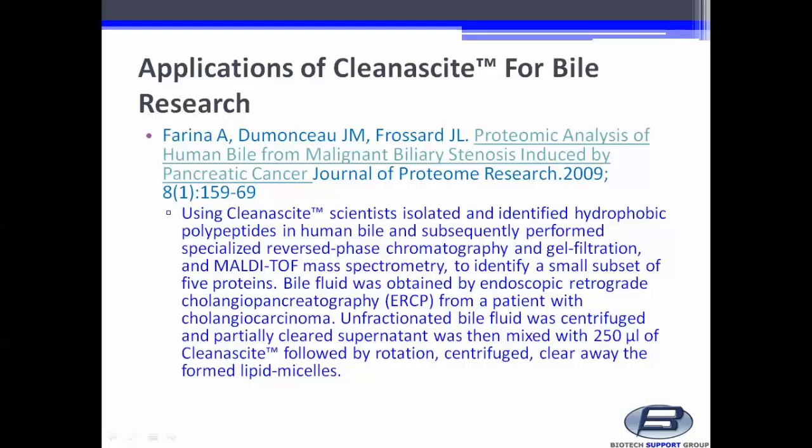Biofluid was obtained by endoscopic retrograde cholangiopancreatography from a patient with cholangiocarcinoma. Unfractionated biofluid was centrifuged and the partially cleared supernatant was then mixed with 250 µL of Cleanascite, followed by rotation, centrifugation, and clearing away of the formed lipid micelles.